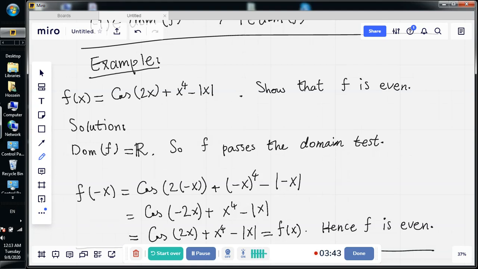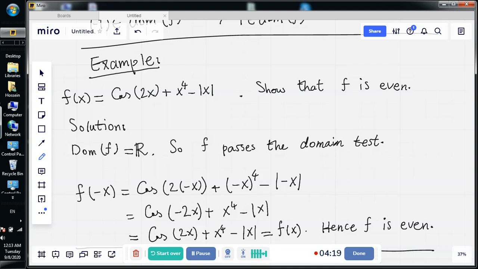If we check the domain of f, we see that everything is in the domain of f. So the domain of f is all of the real line, the set R. In particular, the domain of f is a symmetric set. So f passes the domain test, but just passing the domain test does not guarantee that f is an even function. We have to check the definition, that f of x has to be equal to f of negative x.